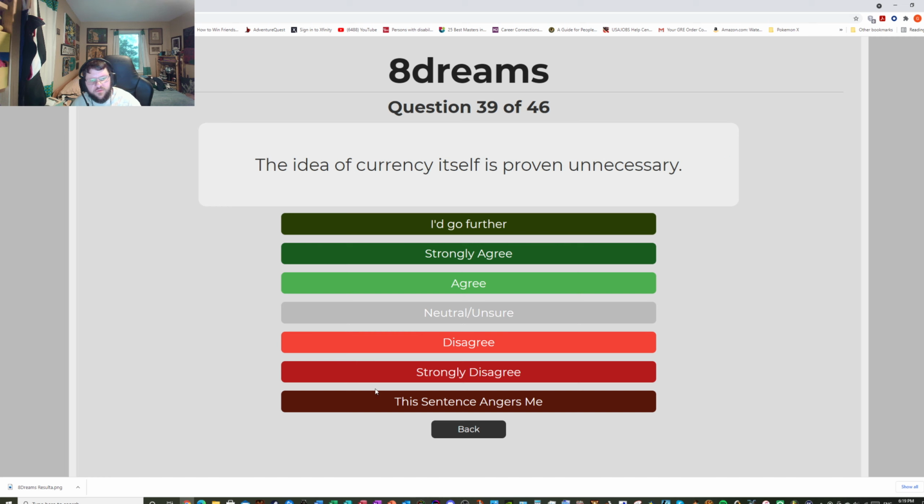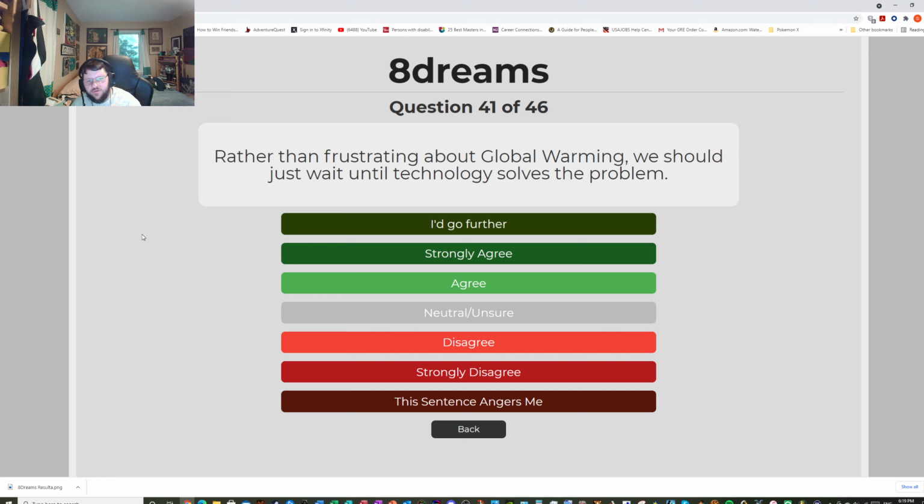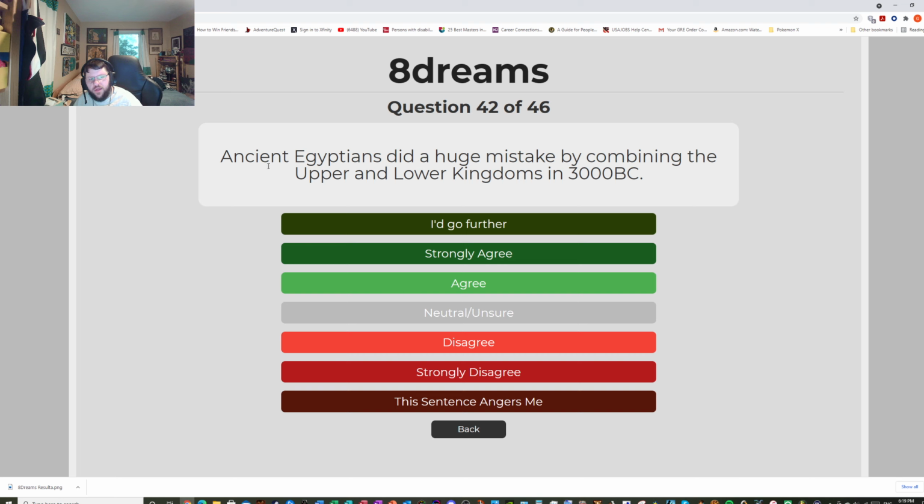No. The idea of currency is a spook. No. And 1984 is capitalist propaganda. No, it's not. It's the truth. Rather than getting frustrated about global warming, we should just wait until technology solves the problem. No. Ancient Egyptians made a huge mistake by combining the upper and lower kingdoms.